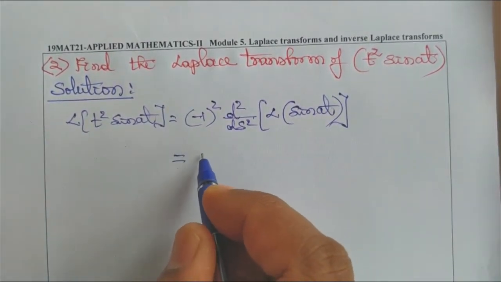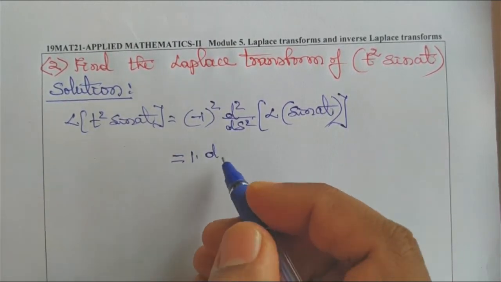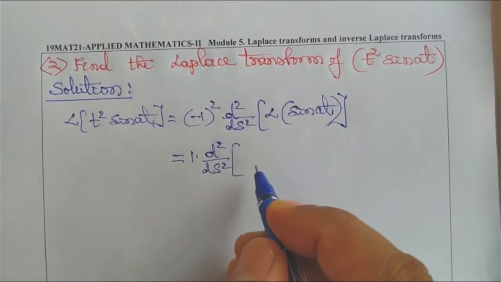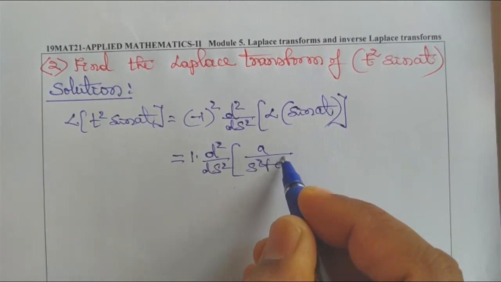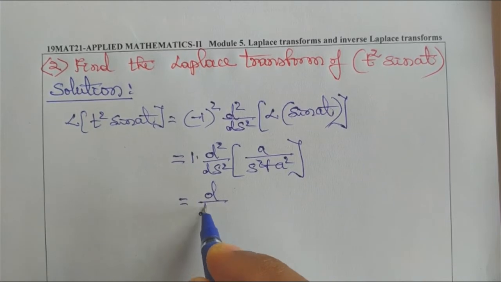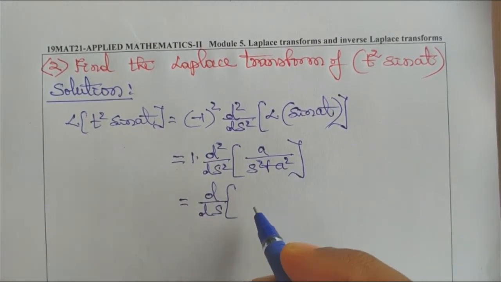So this can be written as plus 1, because minus 1 whole square is plus 1, d2 divided by ds square. Laplace of sin at is a divided by s square plus a square. Now, with respect to s, because it is double differentiation, one time you differentiate this.